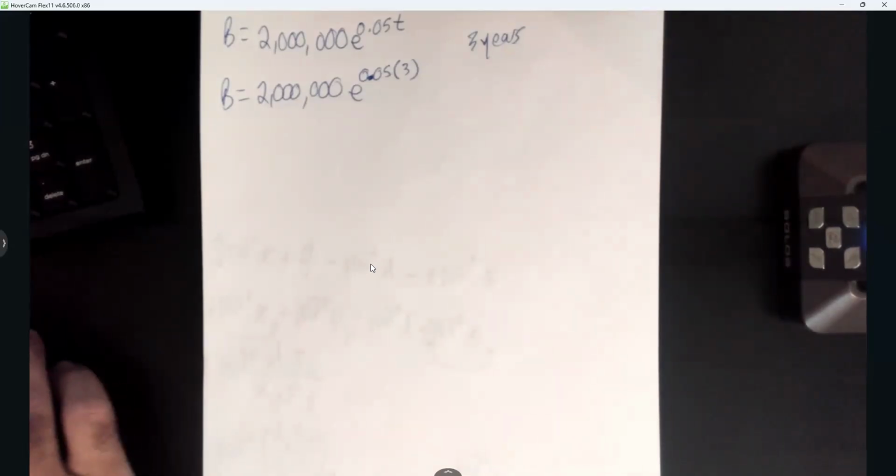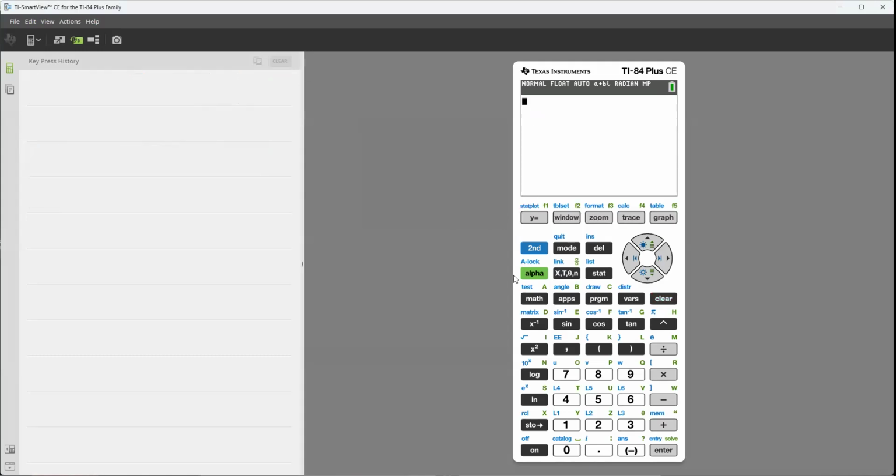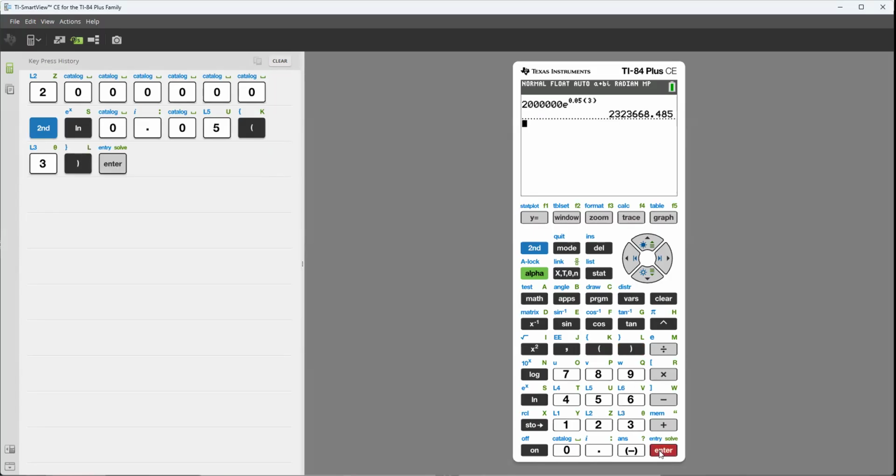So y'all, let's punch that on the calculator. So Jessen, is that B for this one? Let me punch it in and see what you got. 2,000,000. And then e with an exponent, I'm going to hit second LN to get that e. That's 0.05 times 3 years. So Amani, see what it is.